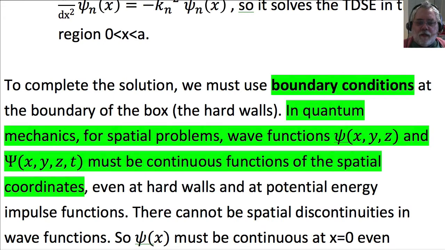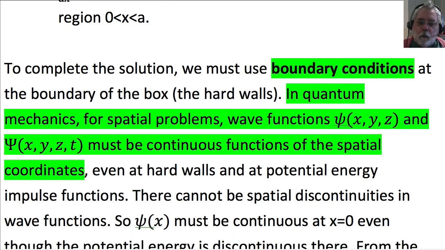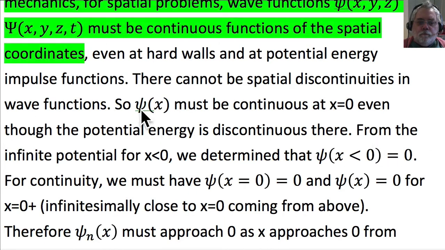In quantum mechanics, for spatial problems, wave functions psi of x, y, and z and capital psi of x, y, z, and t must be continuous functions of the spatial coordinates, even at hard walls and at potential energy impulse functions, which we're not going to talk about. There cannot be spatial discontinuities in wave functions. So, psi sub n must be continuous at x equals 0, even though the potential energy is discontinuous there. Not only discontinuous, it's 0 on one side and infinite on the other.